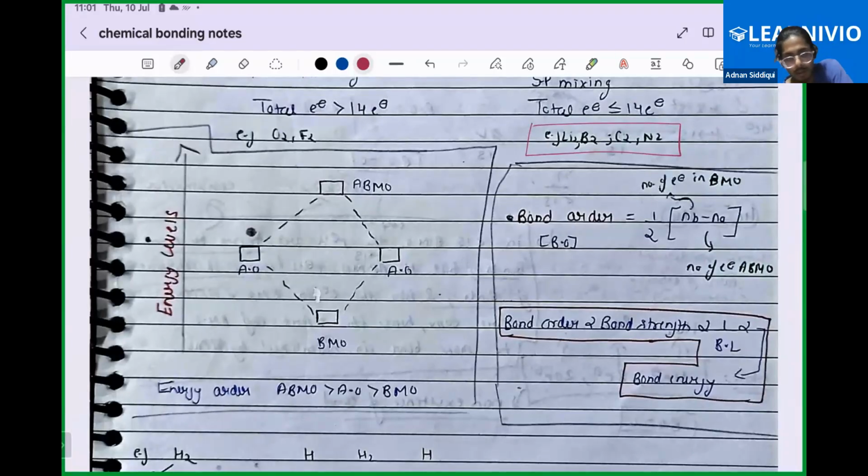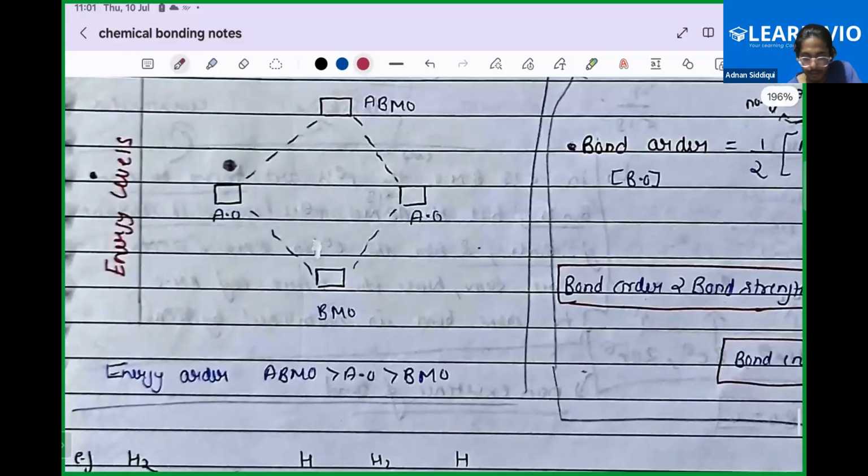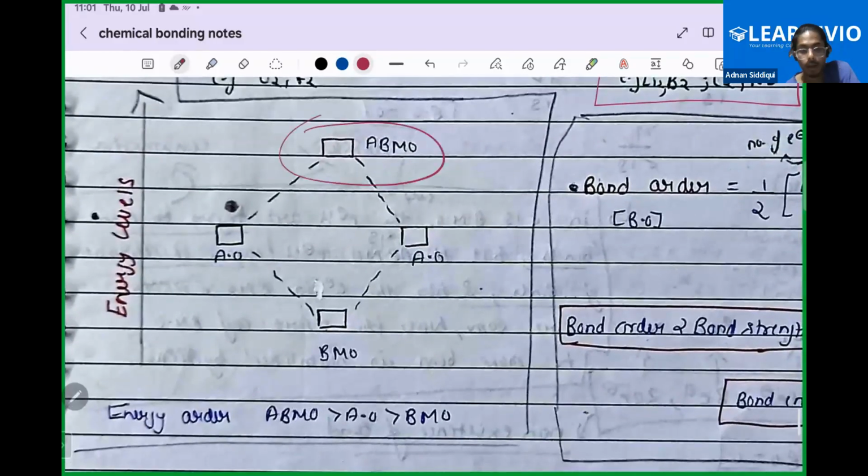Two atomic orbitals are merging and giving us a bonding molecular orbital and an anti-bonding molecular orbital, right? The highest energy belongs to the anti-bonding molecular orbital, then the atomic orbitals, then the least is the bonding molecular orbital. This is your energy level.